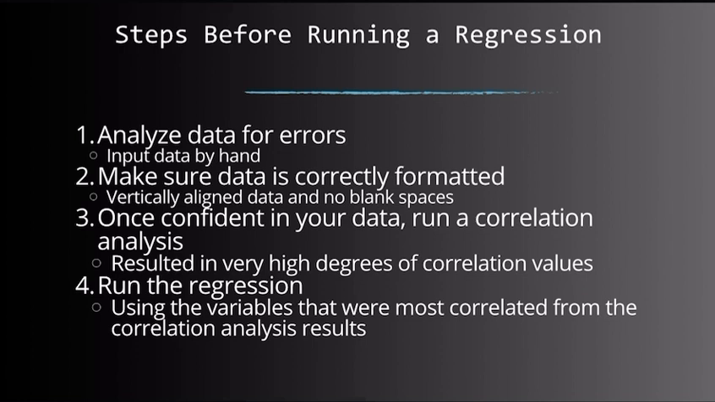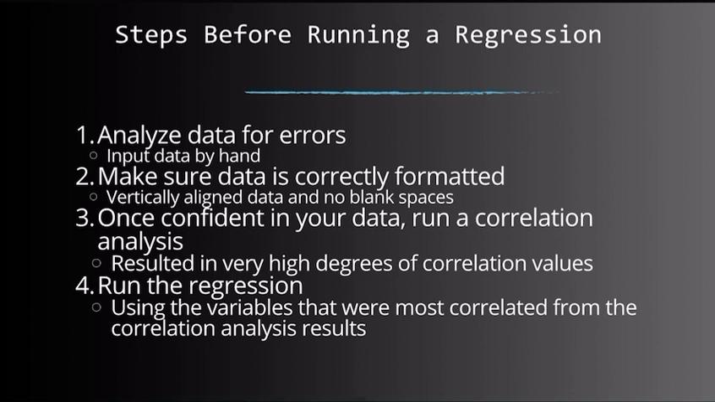The third step is to run a correlation analysis once you are confident that your data is properly formatted. Correlation analysis identifies variables' relationships with one another and those relationships' strengths. If two variables are completely related, they have a correlation of 1. If two variables are not perfectly related, there are 5 classifications of variable relationship strengths. The first is a very high degree of correlation with numbers between 0.70 and 0.99. The second is a high degree of correlation with numbers between 0.50 and 1.